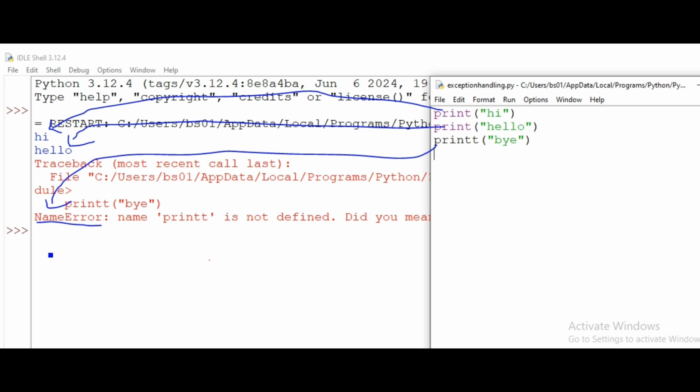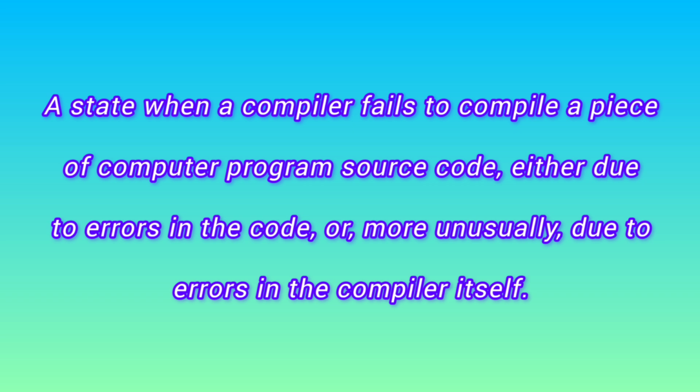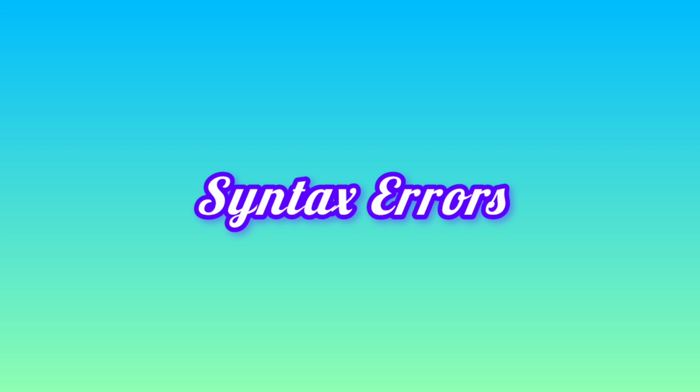Like this, we have different names for each error. So this error is called a compile time error, which means the Python editor throws the error while reading line by line. Hope everyone understands. Next we will see the proper definition for the compile time error. The proper definition of compile time error is a state when a compiler fails to compile a piece of computer program source code, either due to errors in the code or, more unusually, due to errors in the compiler itself. Mostly it is called a syntax error, as we are making mistakes in the syntax or spelling, etc.